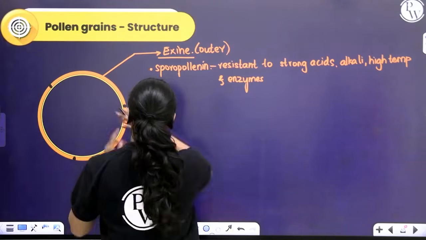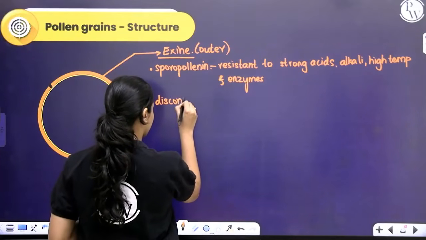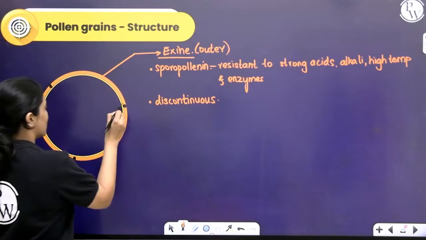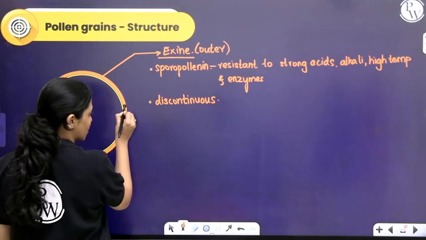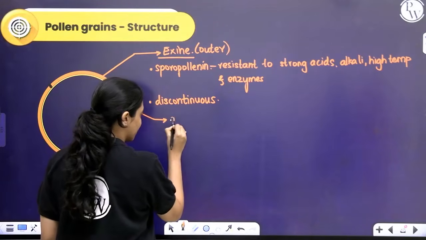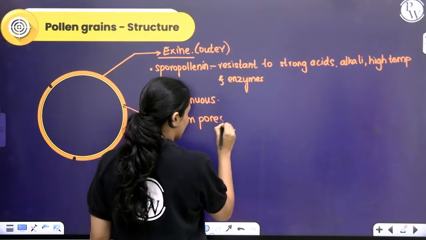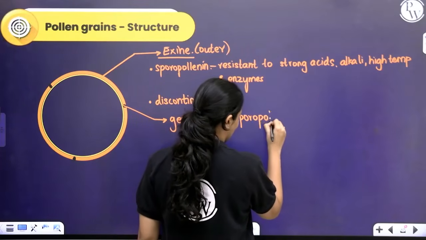Now this exine, as you can see, is a discontinuous layer. Sporopollenin is not uniformly present throughout the wall. There are some regions where sporopollenin is absent. They are called germ pores. In these regions, sporopollenin is absent.